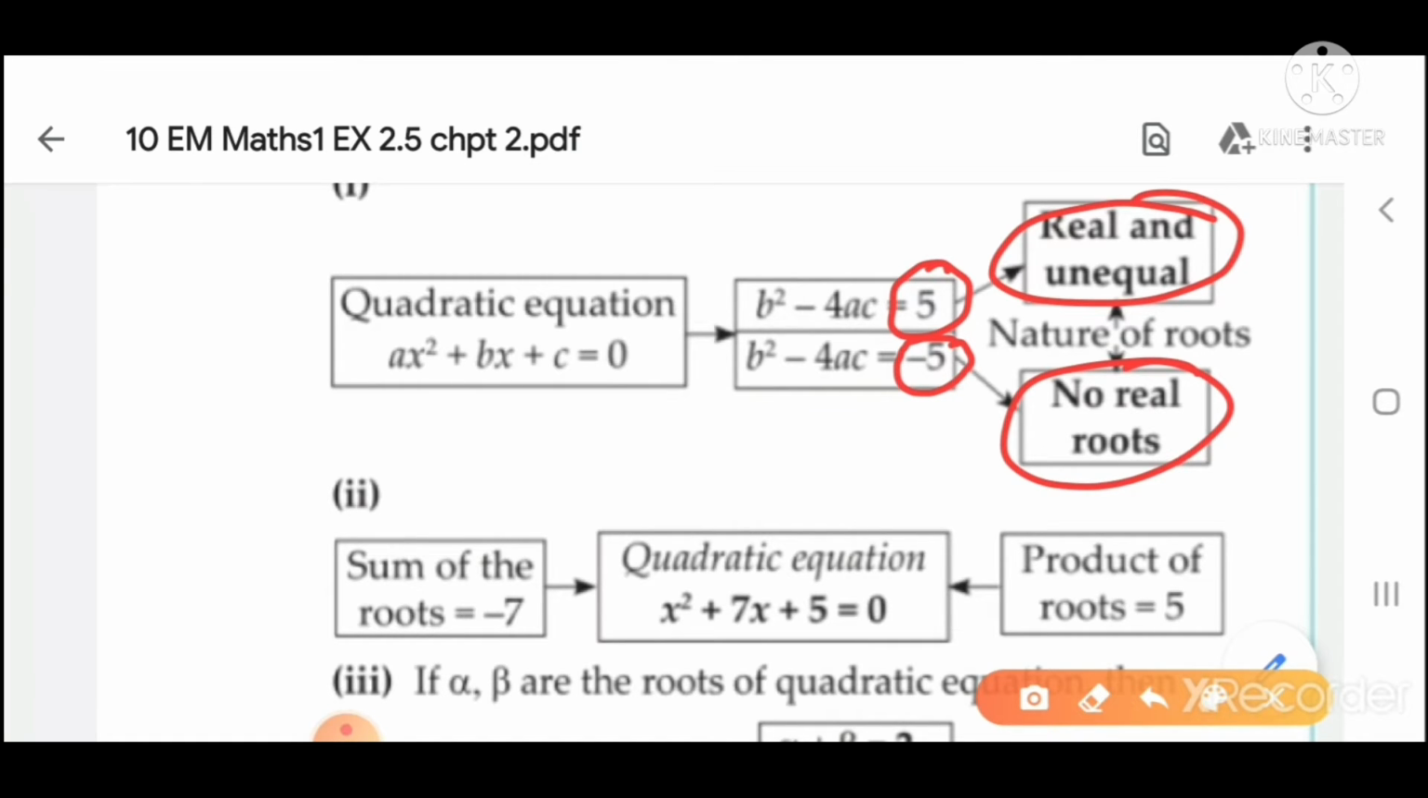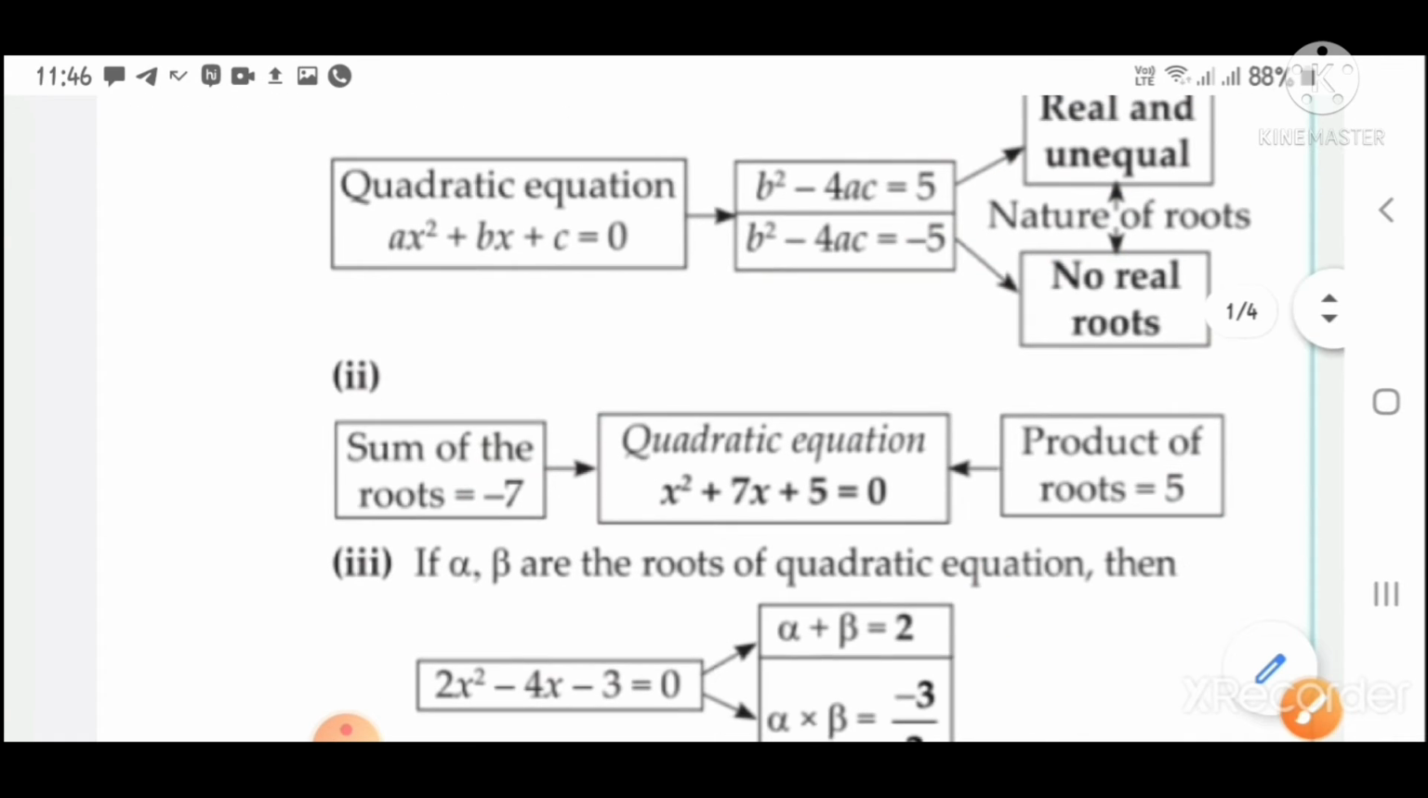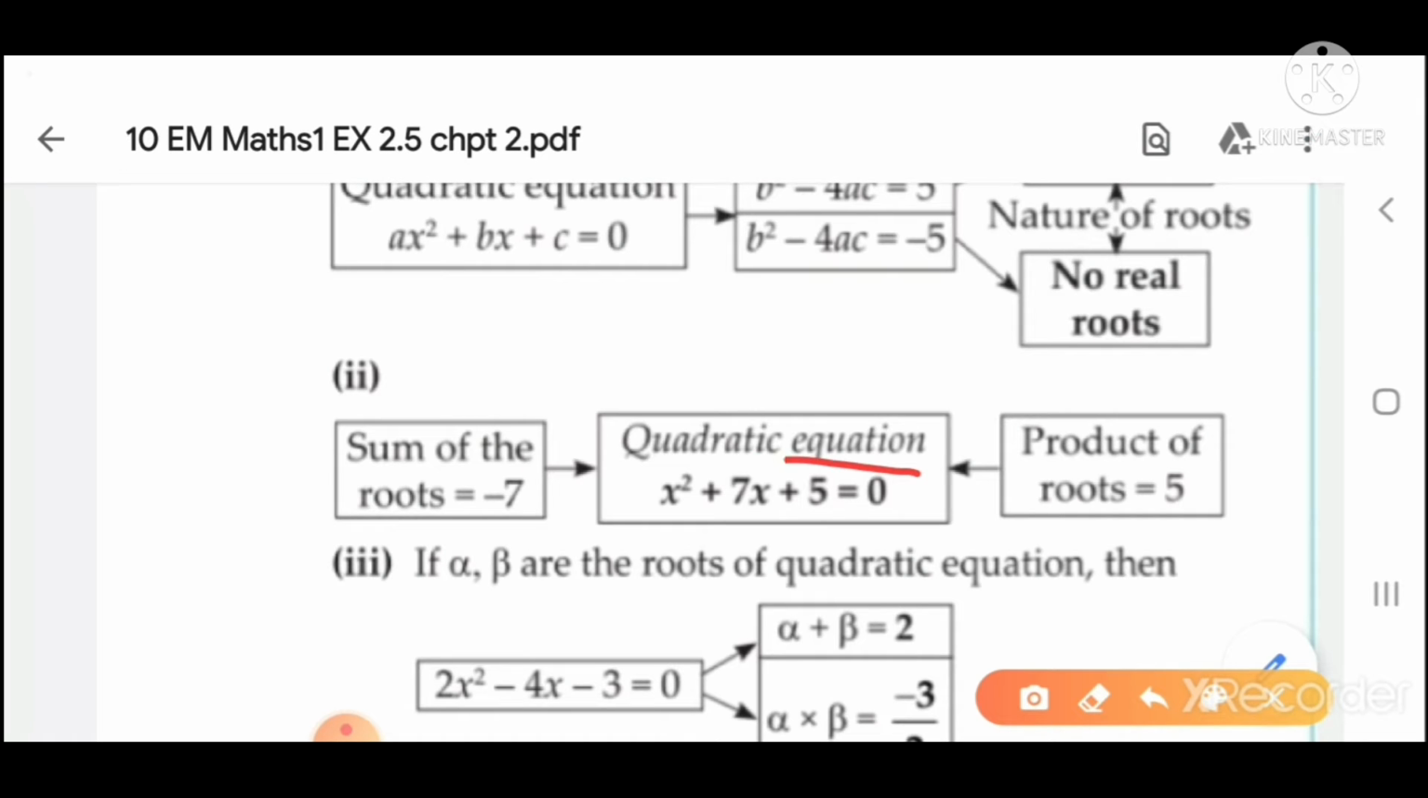Correct? Now in the second box, what they have told you, sum of the roots is equal to -7 they have given, and they have told you to form the quadratic equation, and in the third box they have given product of the roots is 5. Means two things are given to you. One is the sum of the roots, that is -7, and second is the product of the roots, that is 5. So what you will do in this case, you have to find this one.